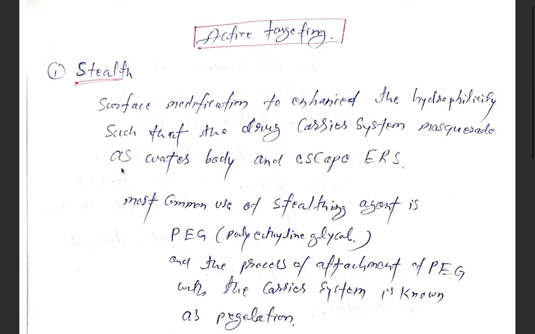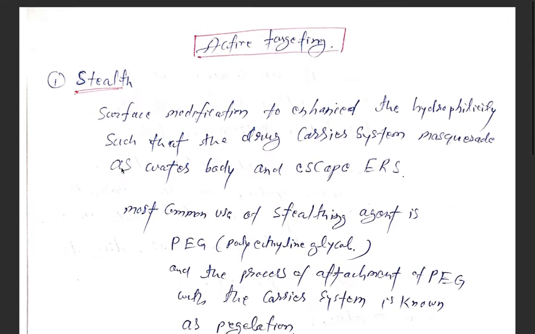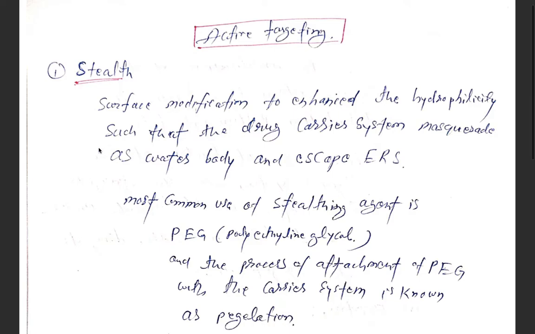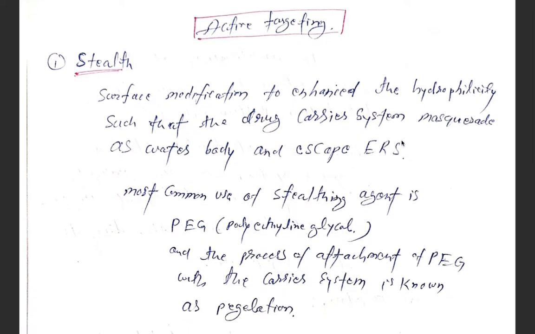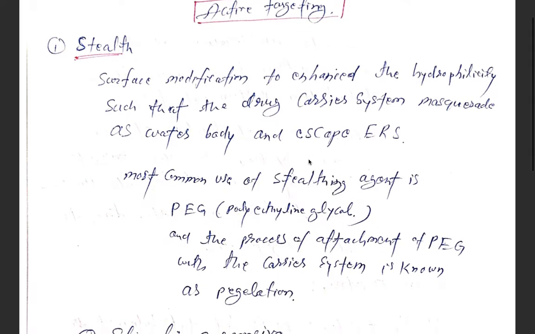Stealth approach targeting. Stealth is the first type of active targeting. Surface modification to enhance the hydrophilicity, such that the targeted drug carrier system masquerades as a water body and escapes the RES.